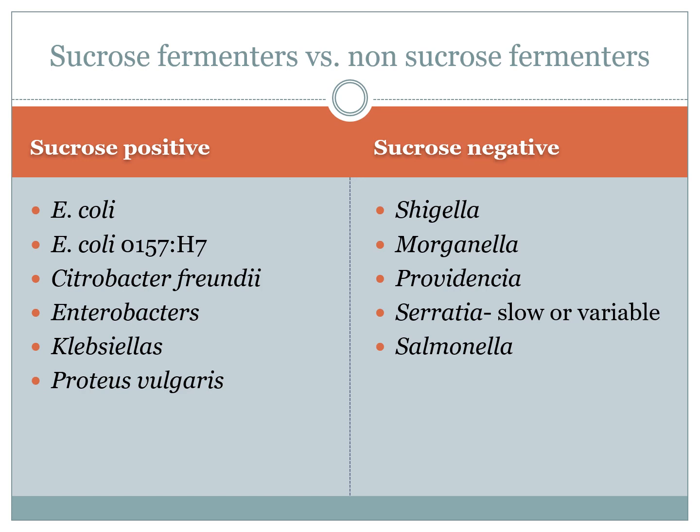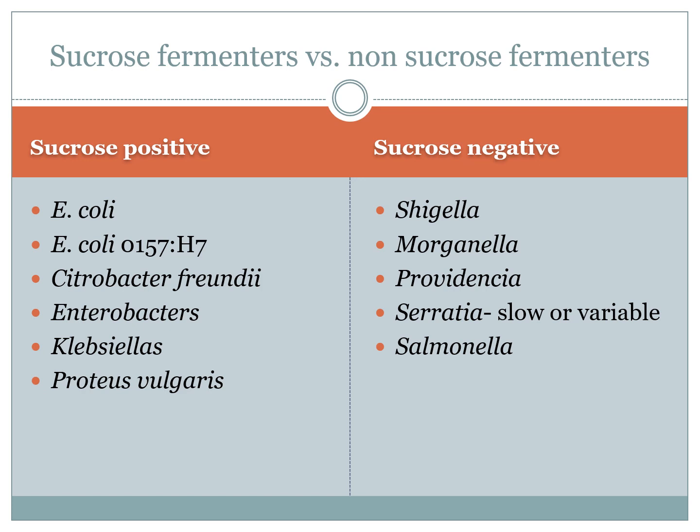Now, MacConkey agar, Salmonella Shigella agar, and EMB agar don't have sucrose in them, so we cannot evaluate sucrose fermentation on those medias. But some of the organisms that are sucrose positive would be E. coli O157:H7, Citrobacter freundii, our Enterobacters, Klebsiellas, and Proteus vulgaris. Some of our organisms that are sucrose negative would be Shigella, Morganella, Providencia, Serratia, and Salmonella.